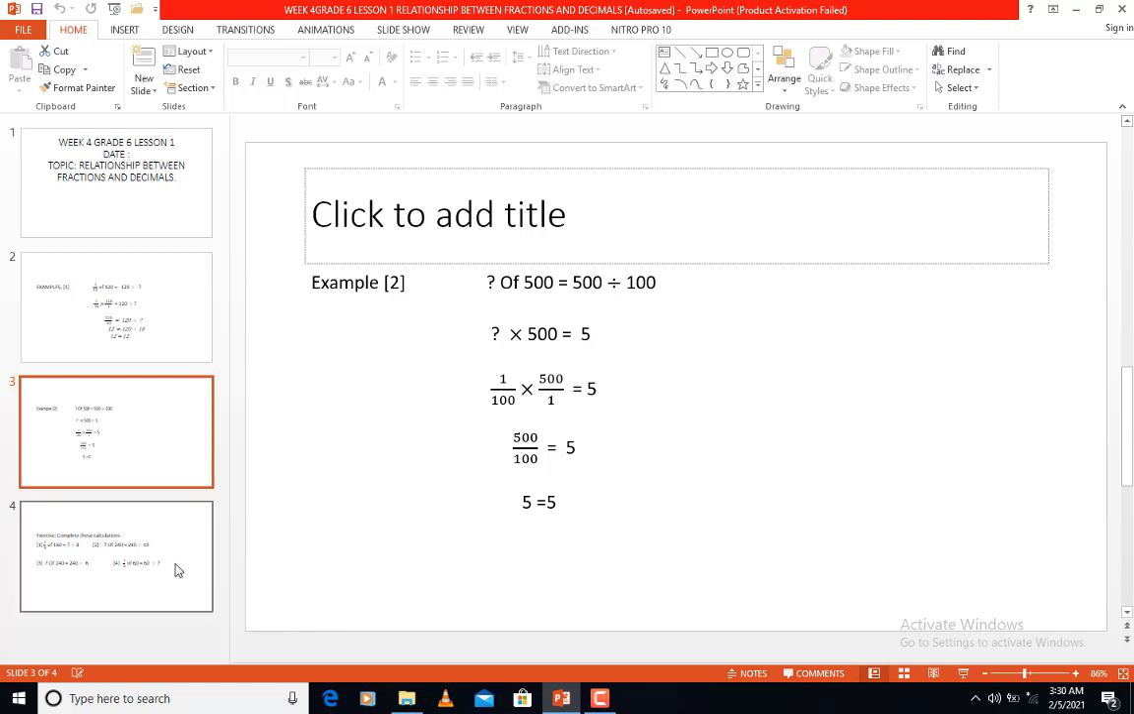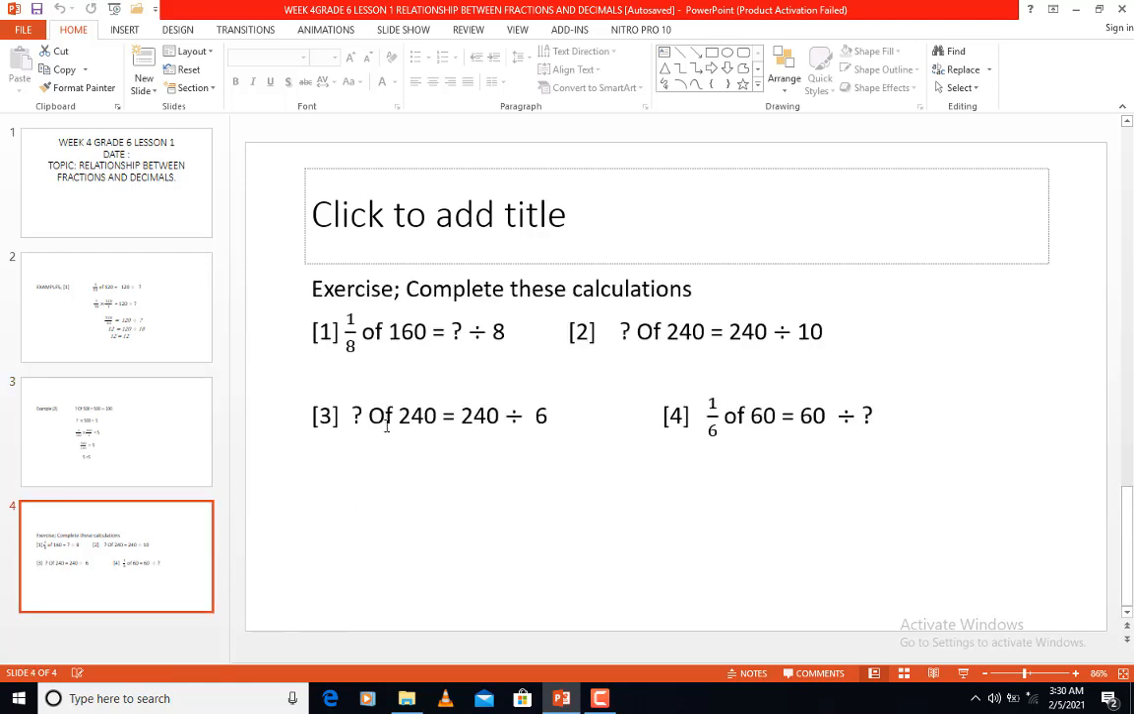So now what I want you to do is try the following. There are only 4 questions. 1 over 8 of 160 is equal to dash divided by 8. Which number can we put on this one? It will be equal to when you multiply 1 over 8 of 160. So first find 1 over 8 of 160 and get the answer. That answer is going to help you to find the number to put on the question mark. You do the same thing on number 2, number 3 as well as number 4. Try them. Thank you very much.